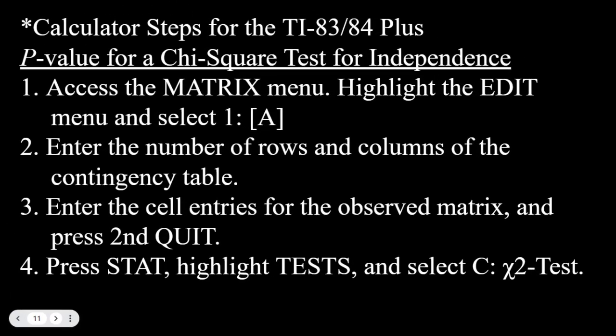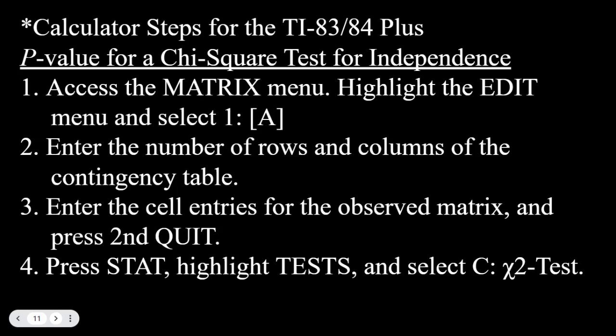The calculator steps for the chi-squared test for independence are a little bit different. After we have our two contingency tables, one with the observed counts and one with the expected counts, we will access the matrix menu. I'll show you how to do that in just a second. Then we will highlight the edit menu, use our arrows to go over to the right, and select number 1 for matrix A. Then we'll enter the number of rows and columns for the contingency table that we're using, enter the cell entries for the observed matrix, and then press second and quit.